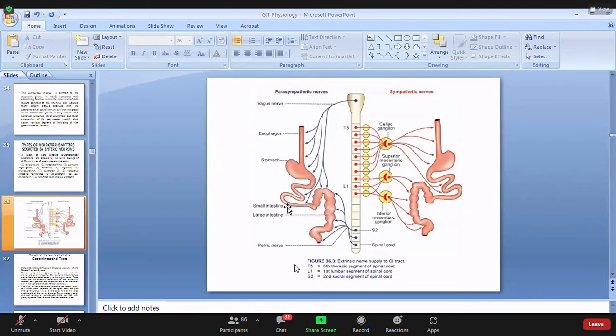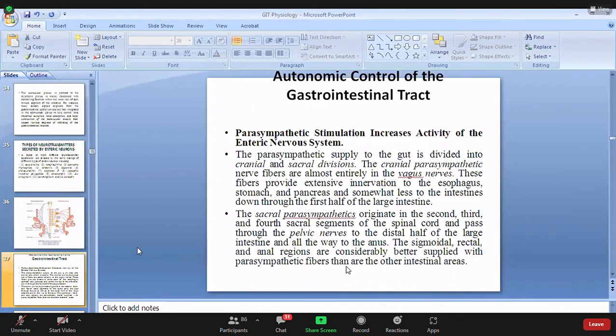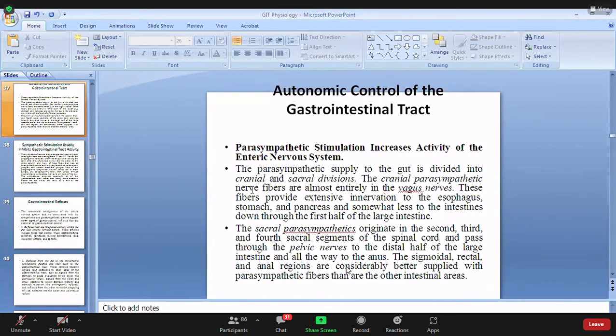Listen, sympathetic and parasympathetic differ in different parts of the body. For now, keep in mind that it is one of the autonomic nerve supplies, meaning we do not have any control over it. The autonomic nerve supply has two components: the sympathetic nervous system and the parasympathetic nervous system. Usually, remember that the sympathetic nervous system prepares our body for emergency, and the parasympathetic nervous system is for relaxation.